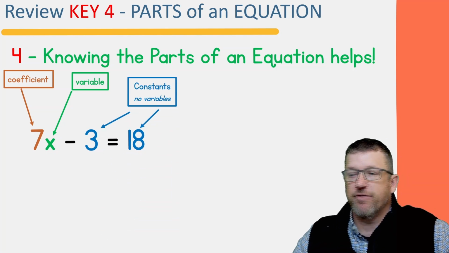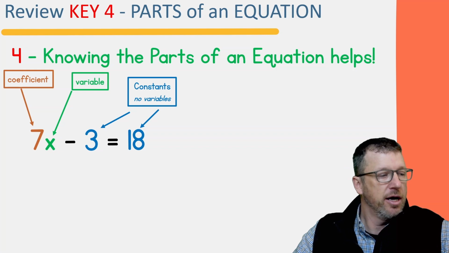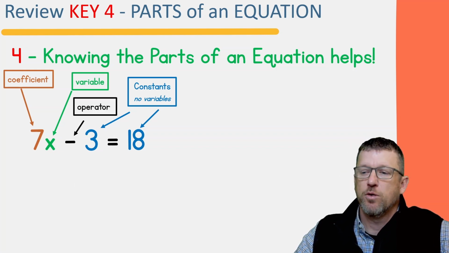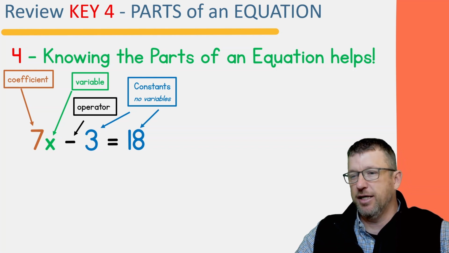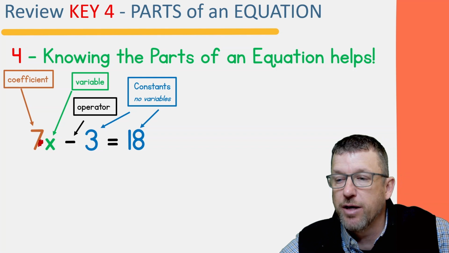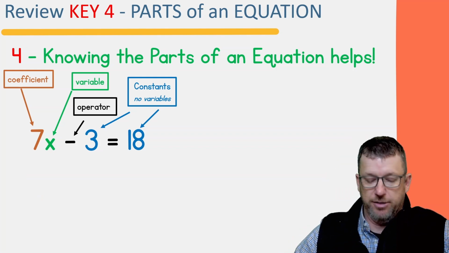Okay, next we have constants, which have no variables. These are just fractions, decimals, integers, anything like that that doesn't have a variable connected to it. We have an operator. In this situation, it is subtraction. There's an operator in here as well that we can't see because it's 7 times x, right? So addition, subtraction, multiplication, division are all operators.